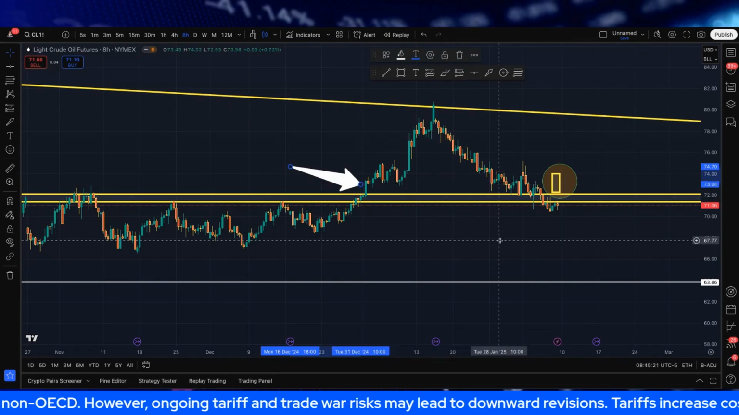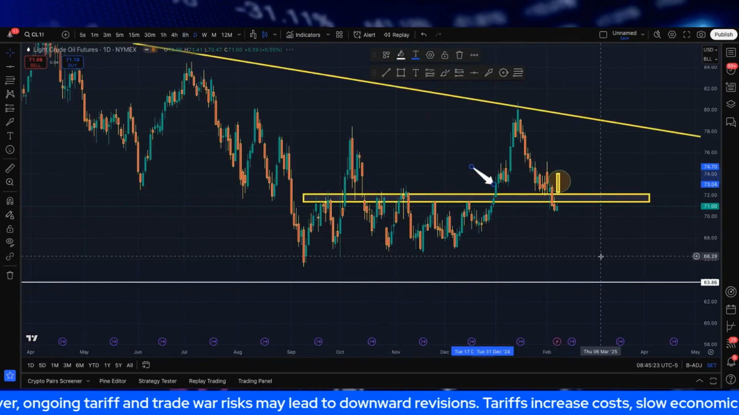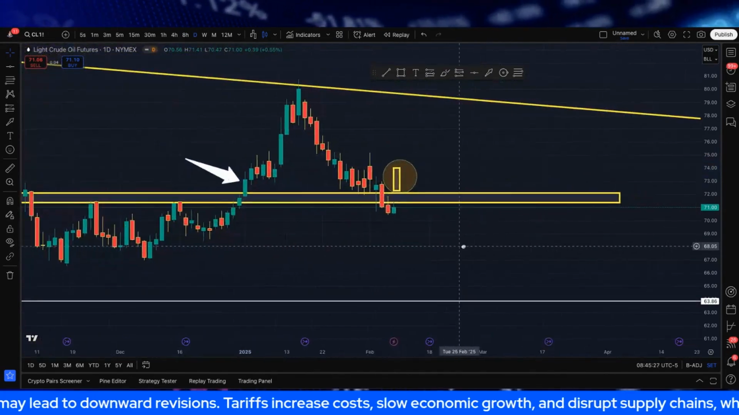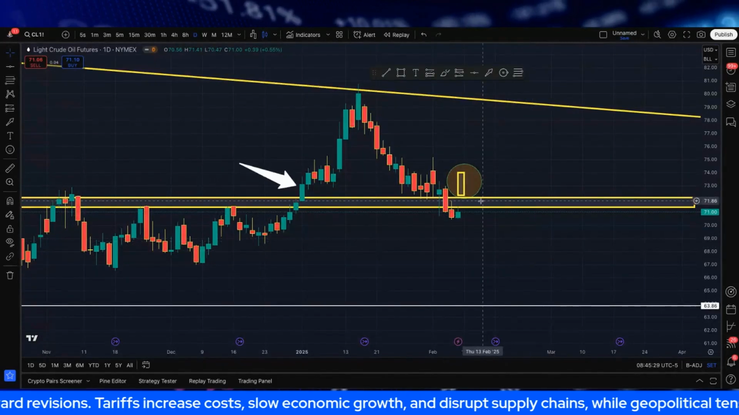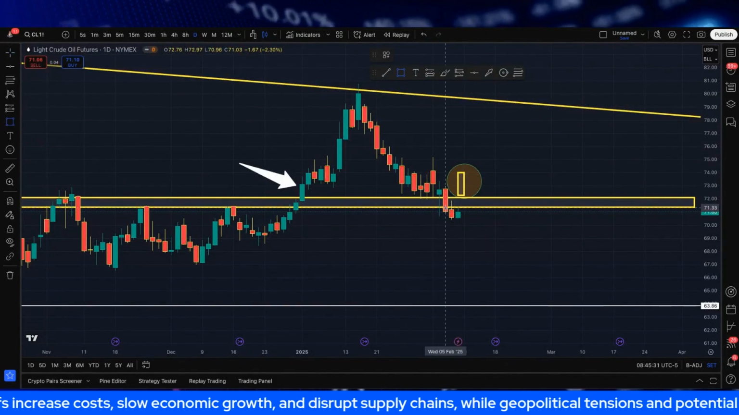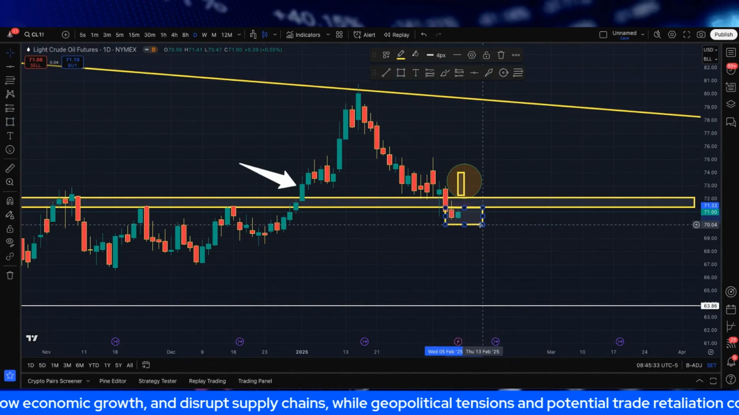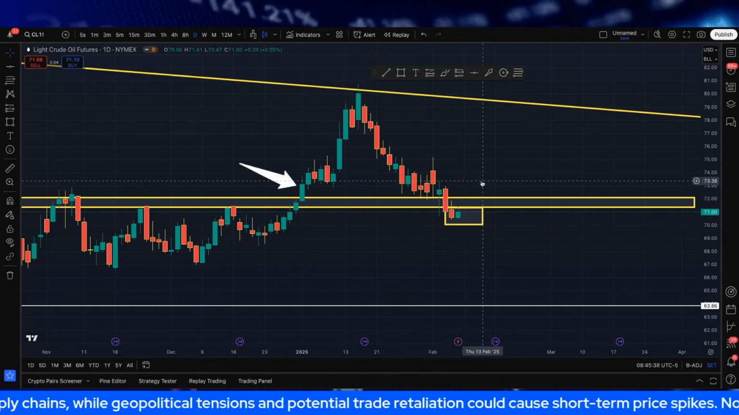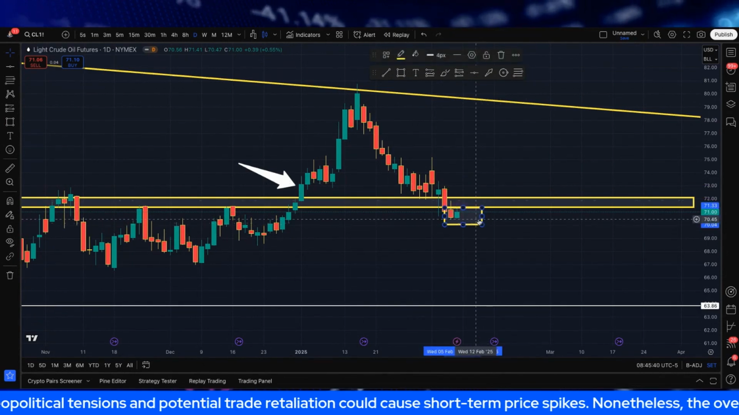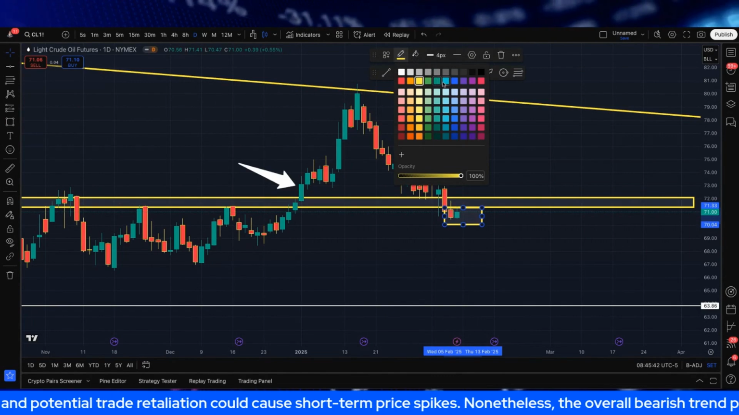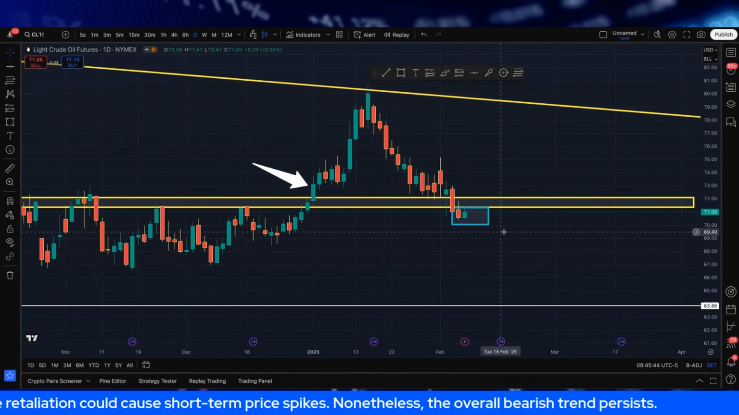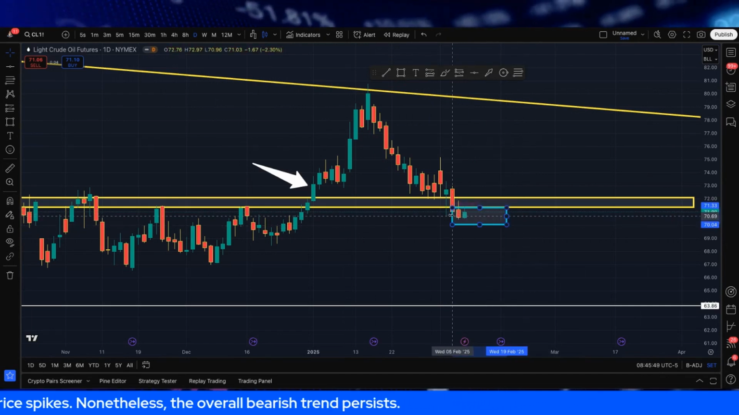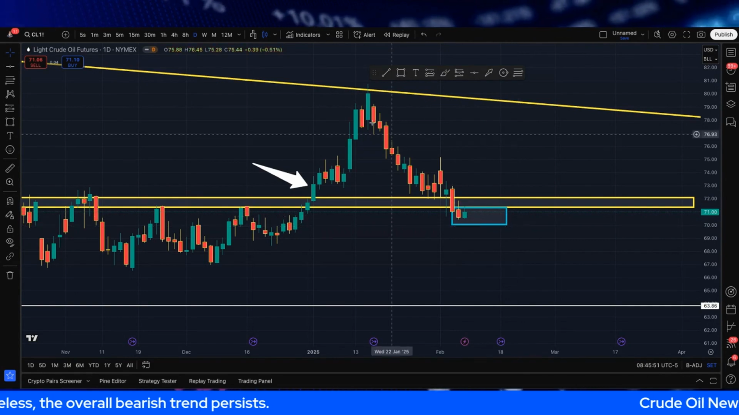Okay, so let's get back to the daily. As we zoom in here on the daily, we can see that over the last 2 days, price was kind of stuck in this area right here. I'm going to get rid of this for now, and I'm going to turn this yellow into this aqua color. So how long is crude oil going to sit in this little channel right here?